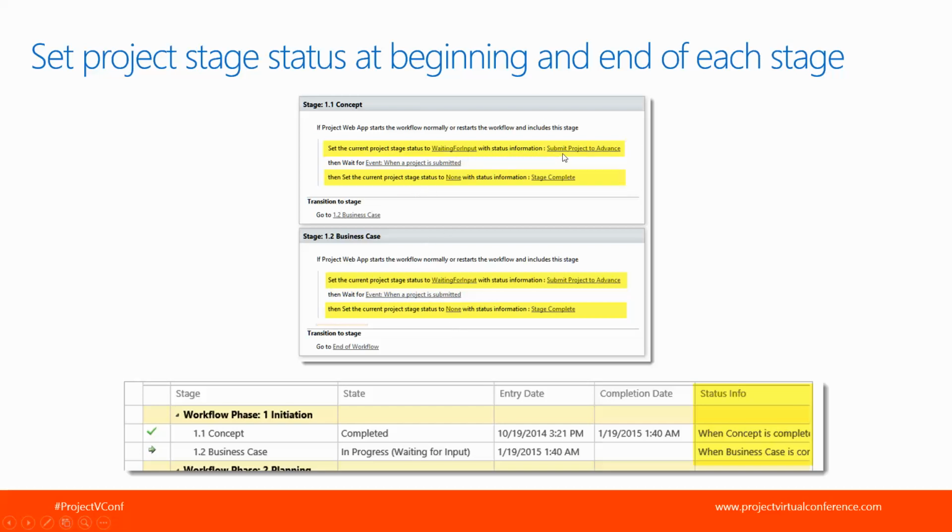So you might just say first when the project enters a stage, you're telling the user submit project to advance, or you can even be more specific, submit project to advance to business case. And then at the end of the stage, again, you might be specific and say concept complete or stage complete. And what this is going to do is it's going to show up in a table on the workflow status page where users are able to see what's the history of each stage. And when a stage is complete, in the status info, it'll show whatever information you've written as it ends the stage. So use these frequently. Use your stage status notifications at the beginning and end at a minimum.